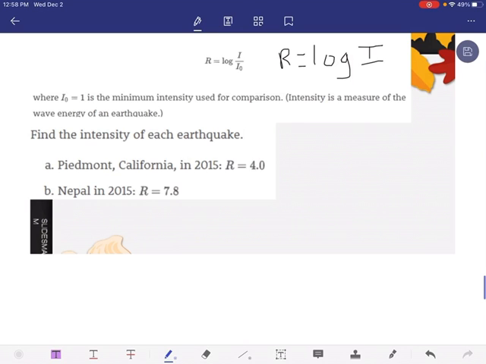I. Remember that intensity is represented by I. They give us the R Richter scale rating. So R in our first example is 4.0. So we would have 4 equals log of I. Now remember that if I don't have a base on my logarithm, it's an understood base of 10. So if we wanted to simplify this, we would need to raise both sides as a power of 10.